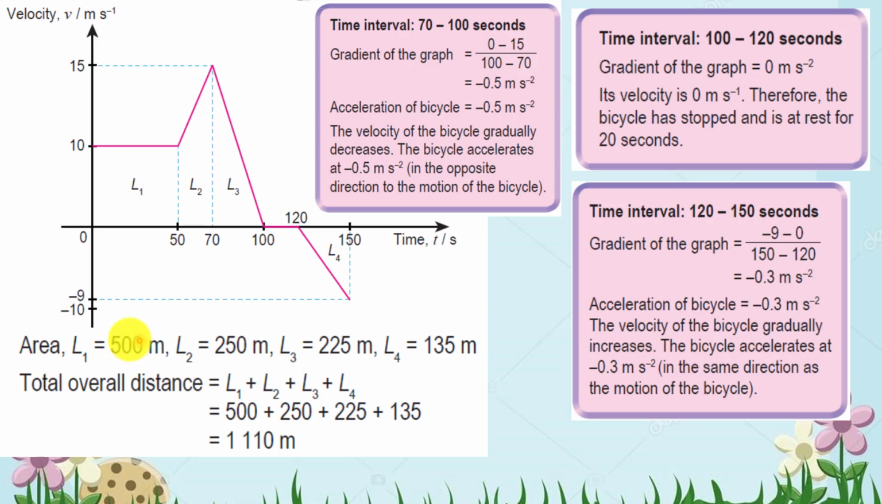For L1 we get 500 meters. L2 is a trapezium, so you use the trapezium formula, and we get 250. L3 is a triangle, 225. L4 is also a triangle, 135. So what is the overall distance? Overall distance we just add, because for distance we don't care about direction. So we add all the L until L4, and I get 1110 meters. This is how we get the distance.